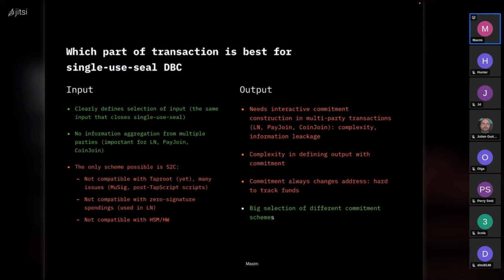On the other side, with the output-based commitments, you have a lot of downsides as well. That's why we were thinking about adding sign to contract scheme to the RGB. The output needs interactive commitment construction in multi-party transactions, like in Lightning Network and payjoin. It leads to complexity and leakage of the information about, for instance, RGB assets that different parties have. It also has a complexity in defining the output that contains the commitment, which output is used, and we will analyze that a bit later.